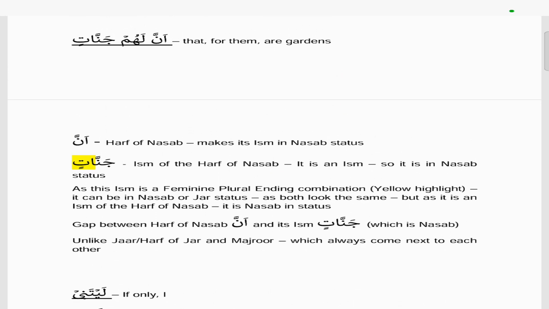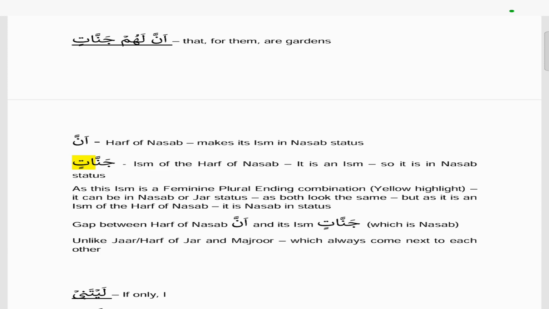And as this ism is a feminine plural ending combination, which you can see in the yellow highlight, that it's got the alif and the ta, so it's an ending combination, it can be either nasab or jar, as both look the same. So if you remember the feminine plural chart, the rafa version of jannah is jannatun, the nasab version will be jannatin, and the jar version will be jannatin as well. But as it is an ism of the harf of nasab, it is nasab in status.